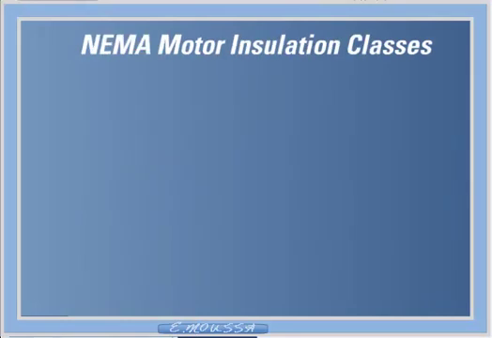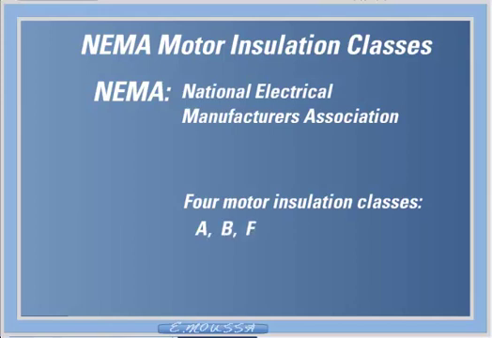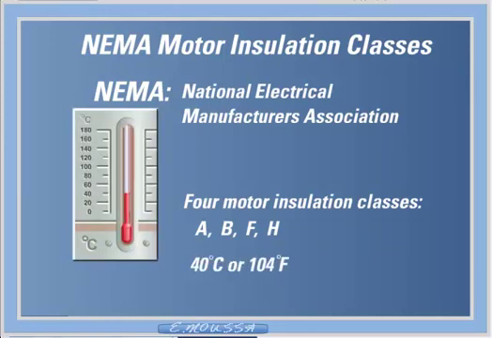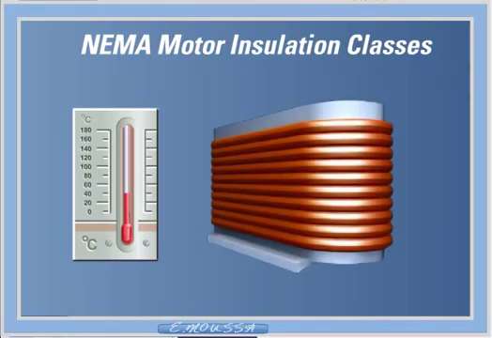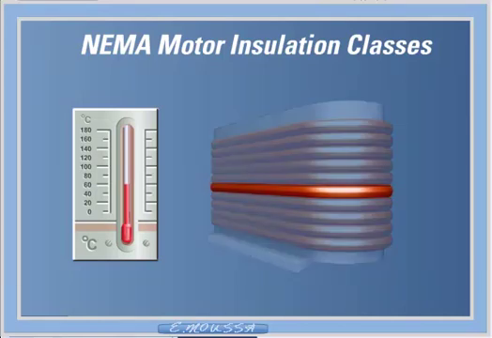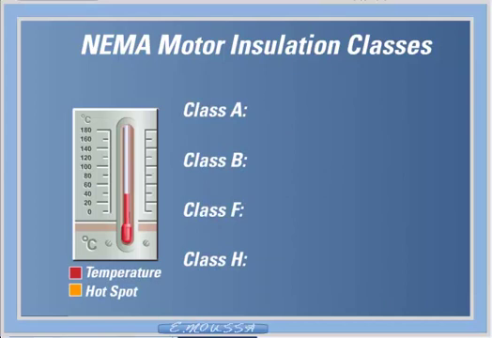NEMA motor insulation classes. NEMA, the National Electrical Manufacturers Association, has established 4 motor insulation classes: A, B, F, and H. The specification has standardized on an ambient temperature of 40 degrees Celsius, or 104 degrees Fahrenheit, for all classes. Each class of insulation has a different maximum motor winding temperature rise, in addition to a hot spot temperature, which is an additional temperature rise for the windings that are surrounded by other windings. The maximum temperature rise and hot spot for each class of insulation is as follows.